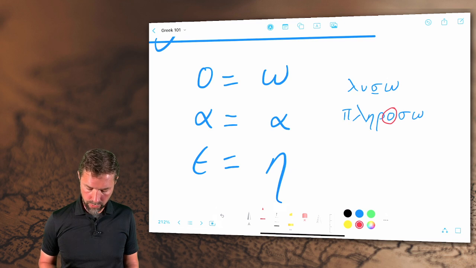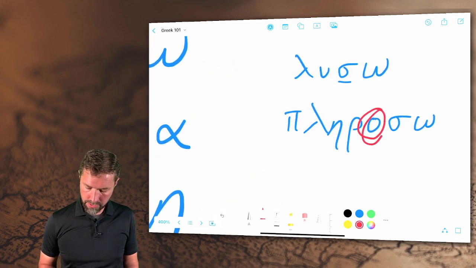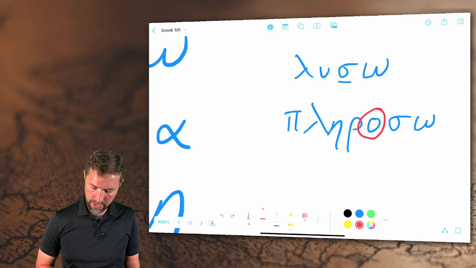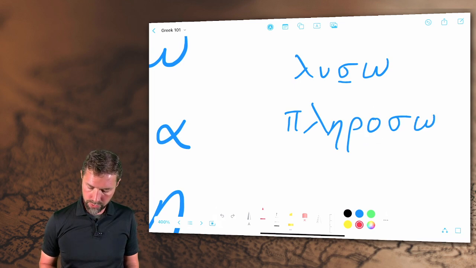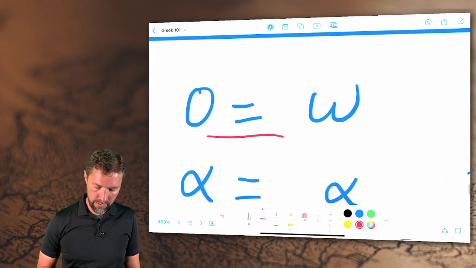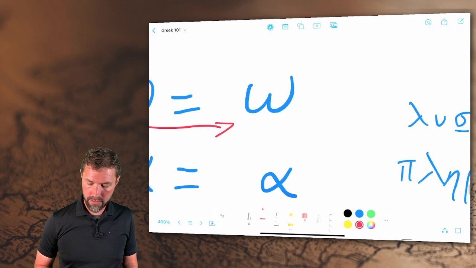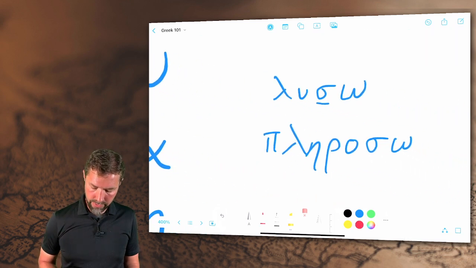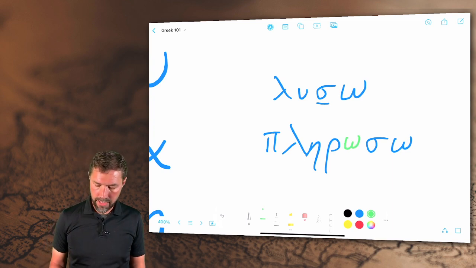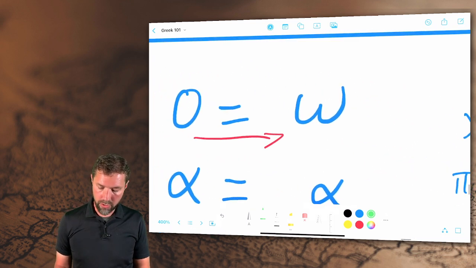When you learn those forms, you'll notice over here the omicron doesn't have another vowel to contract with, and so therefore what it will do in this case is that omicron will lengthen to omega. And my form over here then is going to turn out to be not pleroo, it's going to turn out to be plerōsō. It's just following this pattern, omicrons lengthening to omegas.